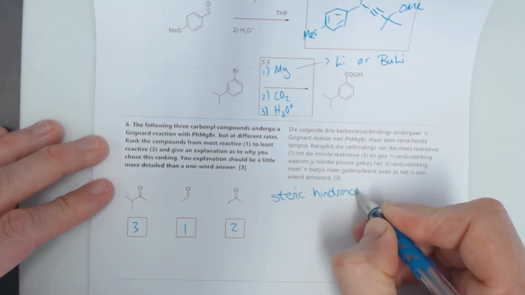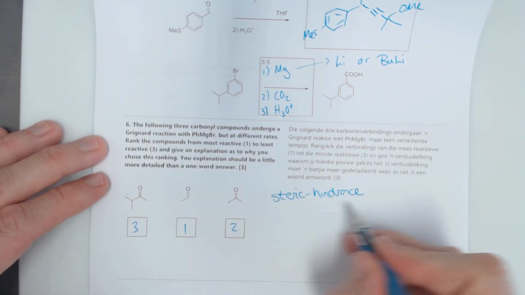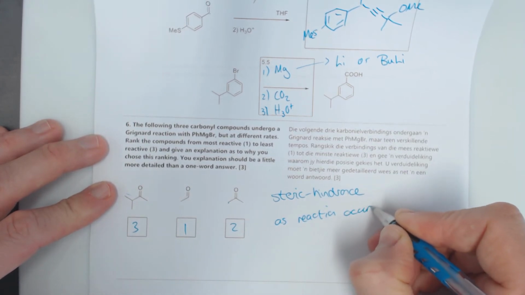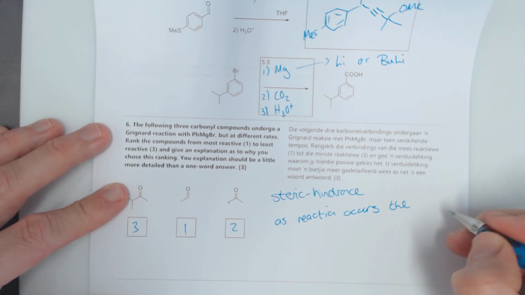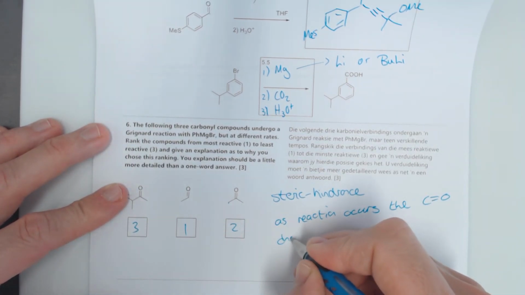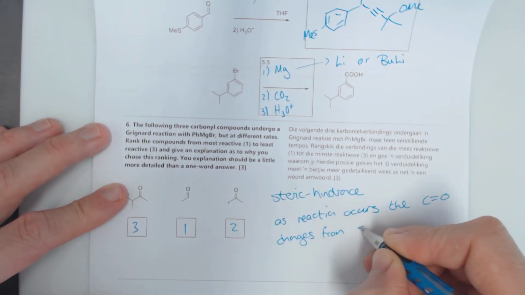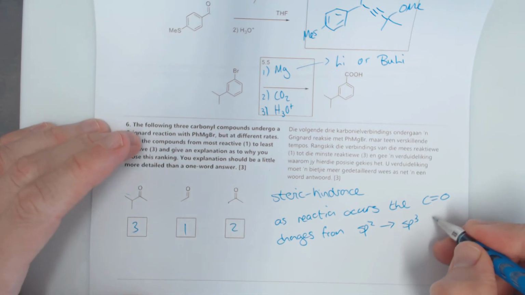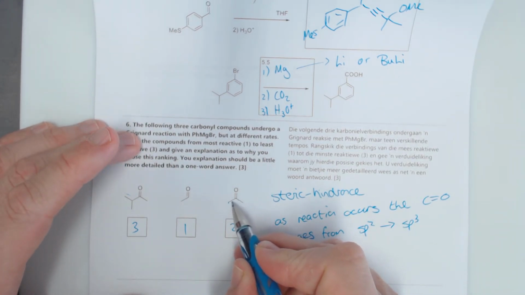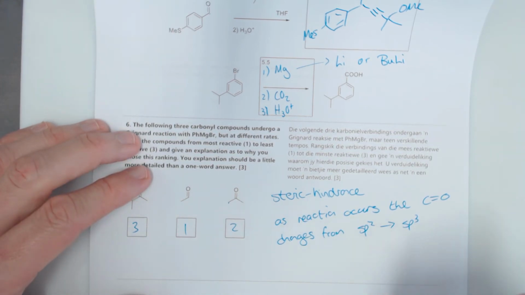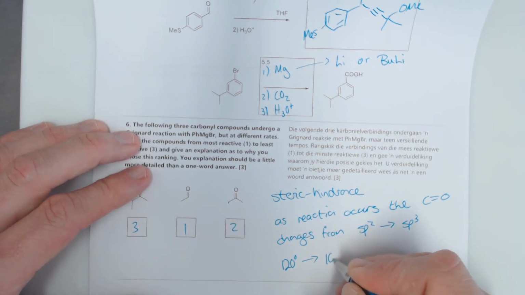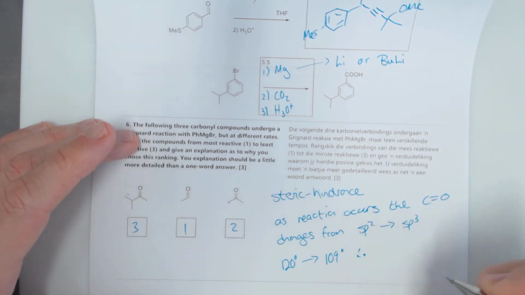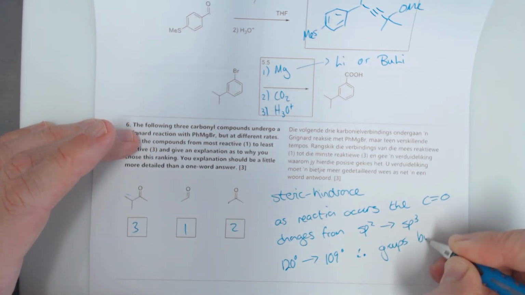But I didn't want just a one word answer like that. I wanted a bit of an explanation. Why is it steric hindrance? Well, as the reaction occurs, the C double bond O changes from sp2 to sp3, and that equates to a change in the bond angle. Here it's 120 degrees. When it goes to sp3, it goes to 109 degrees. So we're going from 120 degrees to 109 degrees, or 109.5. Therefore, the groups bump into each other.